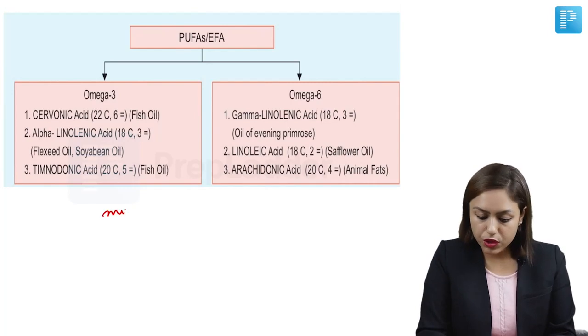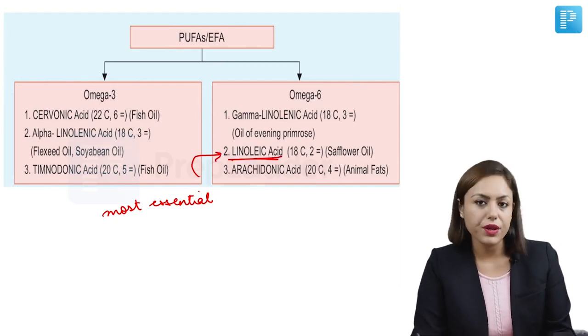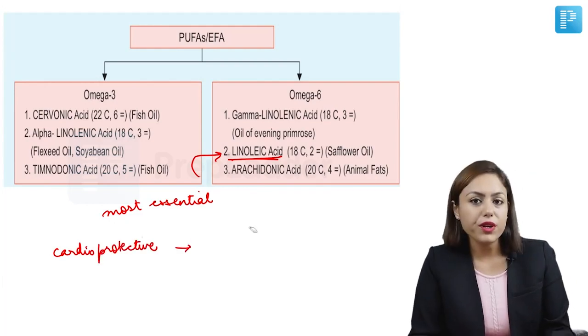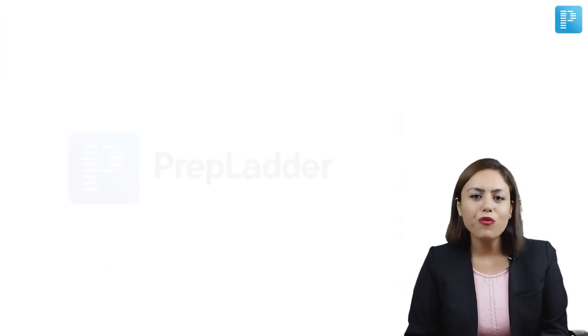Now, if the most essential fatty acid is asked, out of all these 6, the most essential is linoleic, okay? And which are the cardioprotective PUFAs if asked? Cardioprotective PUFAs, they are omega-3, right? So we are done with the topic of PUFAs.